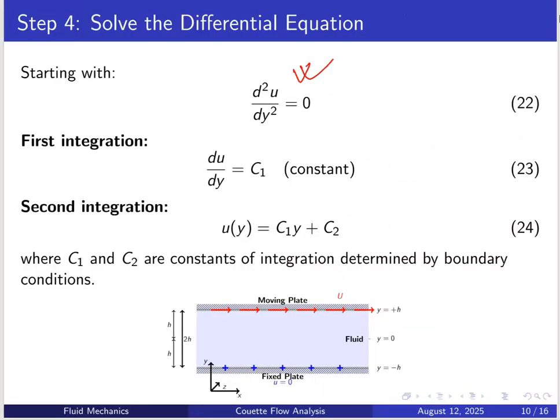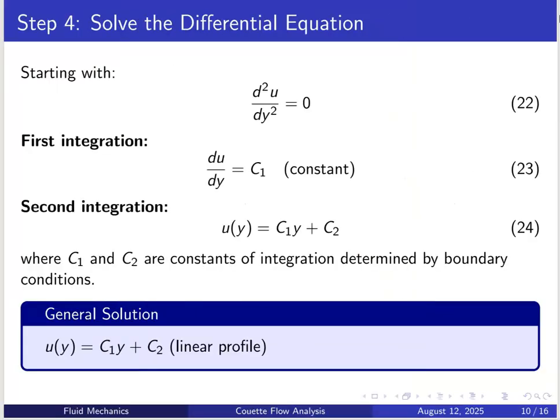If I first integrate, du/dy is equal to c1, which is constant. On the second integration, u(y) is equal to c1 y plus c2. Now we have two constants, c1 and c2. We have to find c1 and c2 by using the boundary conditions. So the general solution is u(y) equals c1 y plus c2. This is a linear profile, like y equals mx plus c.